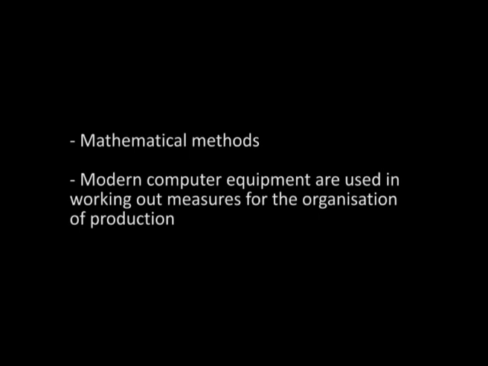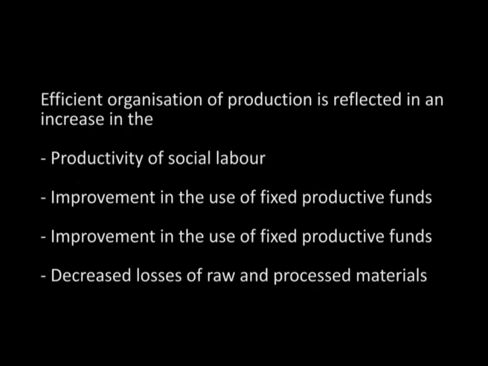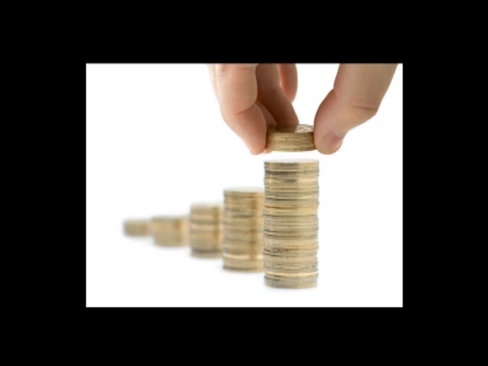Mathematical methods and modern computer equipment are used in working out measures for the organization of production. Efficient organization of production is reflected in an increase in the productivity of social labor, improvement in the use of fixed productive funds, decreased losses of raw and processed materials, and lower production costs. An overall index of the efficiency of production organization is the increase in the value of output sold per ruble of capital invested by the state in the work of the particular production unit.